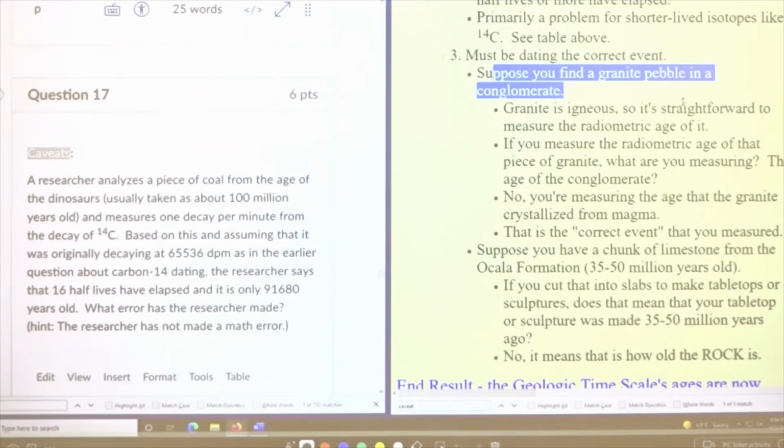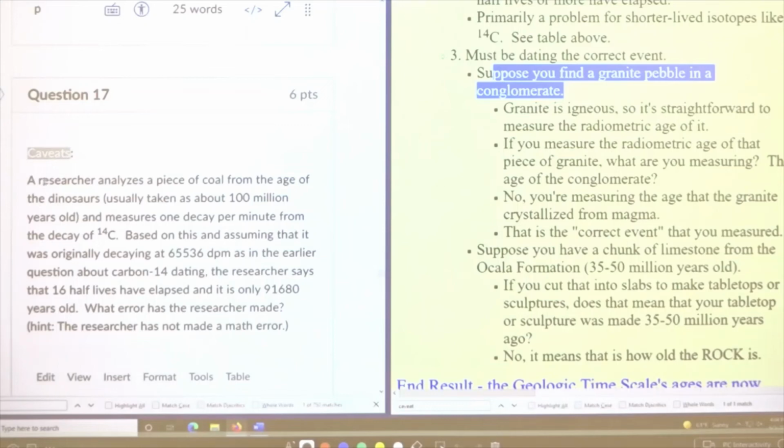And so as another example, suppose you have a chunk of limestone from the Ocala Formation. This is the common limestone in north central Florida. It's about 40 feet under my feet right now in Gainesville. If you make a tabletop out of a piece of Ocala limestone, which people do, it's got lots of fossils, it's real pretty. You're not going to say that tabletop is 35 to 50 million years old. You're going to say the rock that it's made from is 35 to 50 million years, and that's a different thing. Okay?